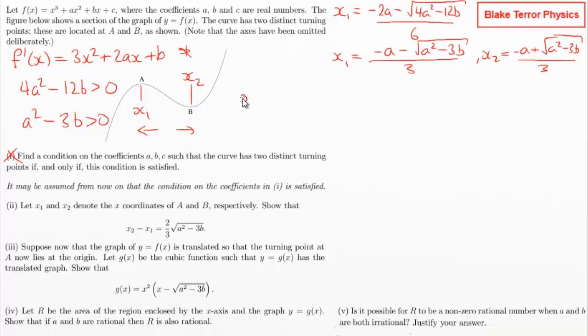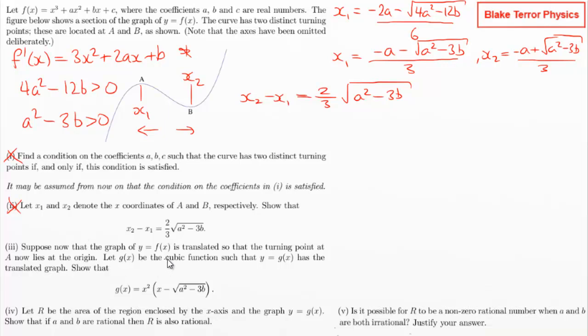And now we need the difference, x2 minus x1. So we've got minus a over 3 minus minus a over 3, so they'll cancel. Then we've got a plus of the square root over 3 minus a minus of it. So we're going to have two lots of that over 3 of the square root of a squared minus 3b, which is what they wanted. So far so good on this.